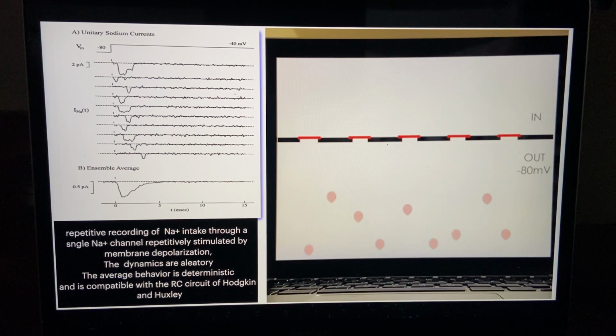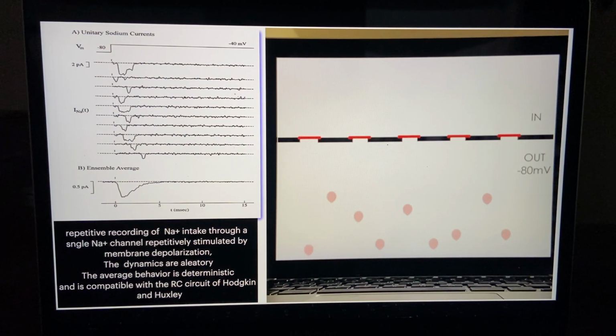To the left, there are 10 traces of repetitive recording of the dynamics of opening and closing of a single voltage-gated sodium channel. The sodium channel opens when it is depolarized from minus 80 to minus 50, but the opening dynamics is aleatory. As you see, the traces are all different from one another.